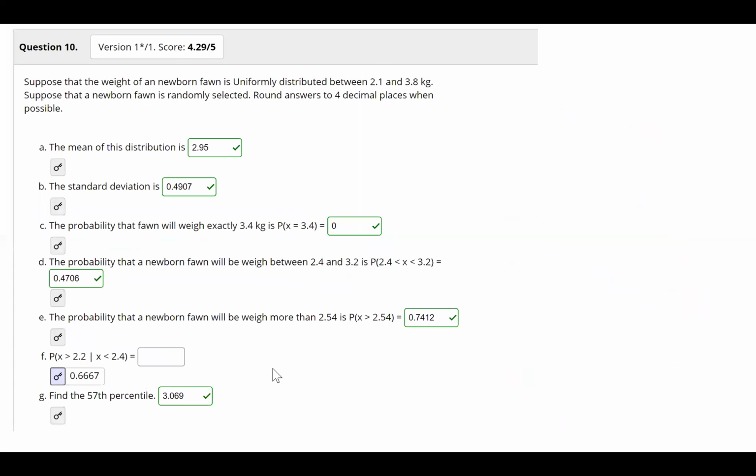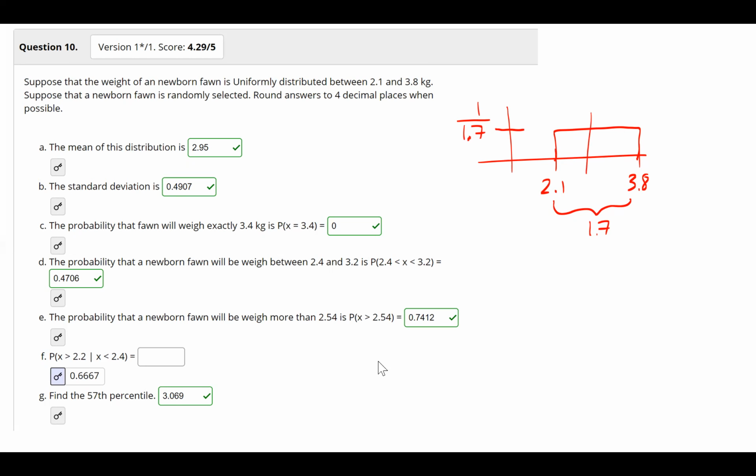The next problem in chapter 5 uses the same exact concept. If you really want to concentrate on uniformly distributed, that's the one to be mindful of. It's uniformly distributed, so we've got this little rectangle on our hands. Newborn fawns range between 2.1 kilograms and 3.8 kilograms. If you subtract the two from each other, you get 1.7. So if I'm going to make my little probability rectangle of 1, the width of this little rectangle is going to be 1 over 1.7. So there's my little rectangle, and this right here has a probability of 1.